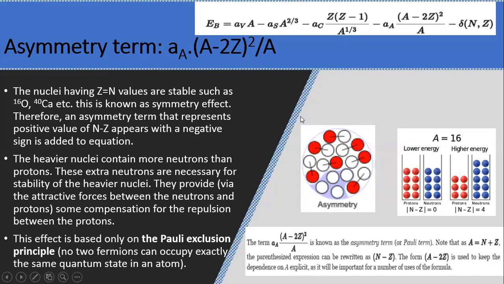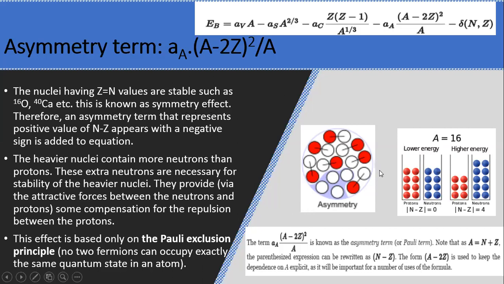Moving to the fourth term, this is called the asymmetric term. First, what is symmetric? Symmetric means the number of protons is equal to the number of neutrons, as in the case of oxygen-16 and calcium-40, that is 8 and 16, 20 and 40. So both protons and neutrons are the same in both cases. This effect is called the symmetric effect.